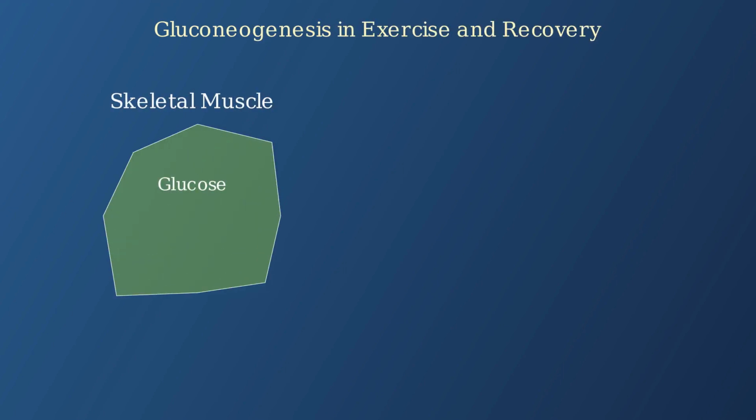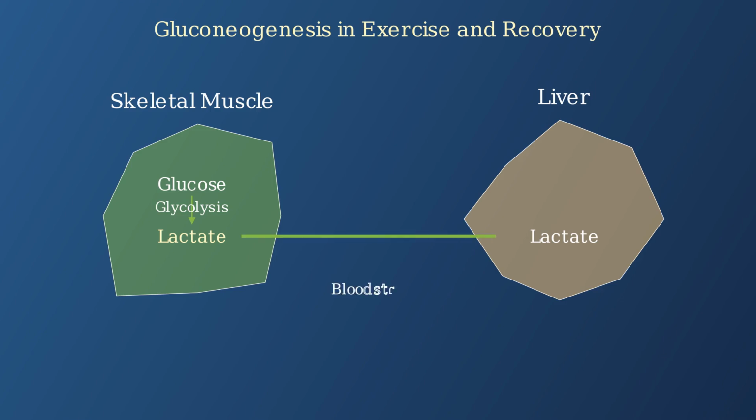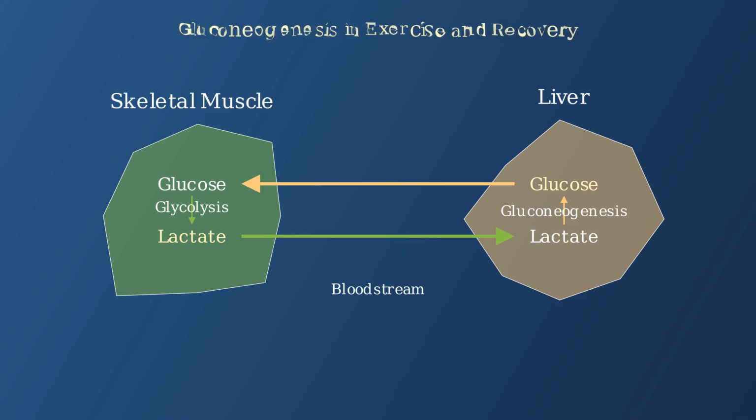During intense exercise, muscles rely heavily on glycolysis to generate ATP rapidly. This anaerobic process produces lactate, especially when oxygen becomes limited. Lactate is then released into the bloodstream and transported to the liver. In the liver, lactate is converted back to glucose through gluconeogenesis. This newly synthesized glucose can then return to the muscles, completing what's known as the Cori cycle. This metabolic cooperation between muscle and liver is crucial for clearing lactate and maintaining glucose homeostasis during recovery.